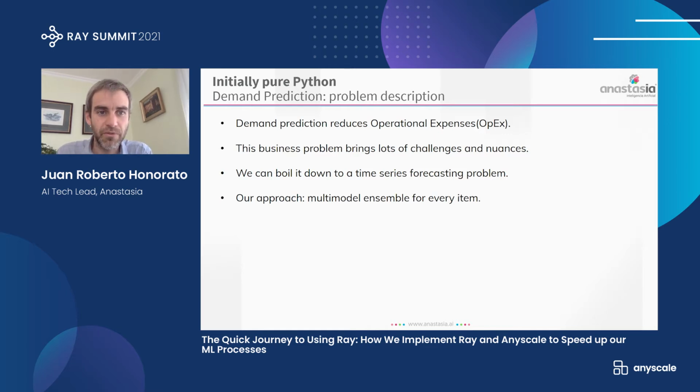The problem I was referring to is demand prediction. This problem typically reduces the operational expenses of businesses. And this business problem brings lots of challenges and nuances depending on the particular industry you're in. You may want to tackle it in a different way. But at the machine learning level, at least, we can boil it down into a time series forecasting problem. And our approach at Anastasia is to predict using a multimodal ensemble for every item that needs prediction.